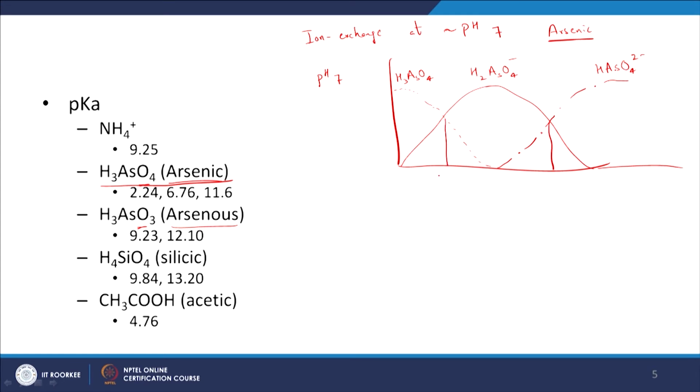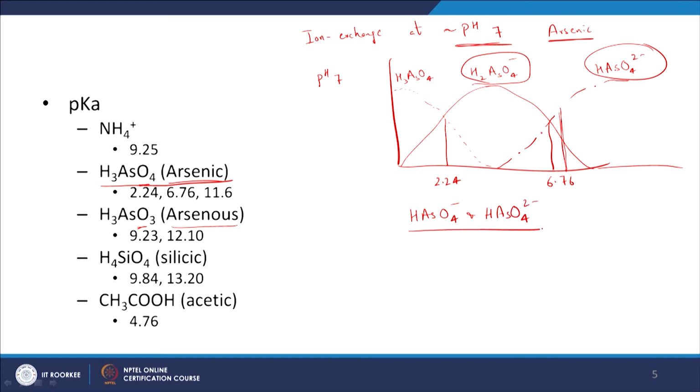And what are the pKa values? They are 2.24 and 6.76, right. So, what does that mean at pH 7, which is our key, and where is pH 7? Somewhere here. So, the forms that predominate are going to be HAsO4 minus, and more importantly HAsO4 2 minus.